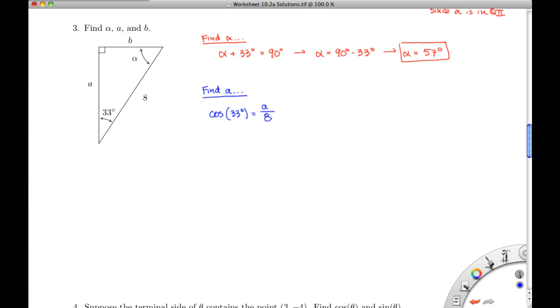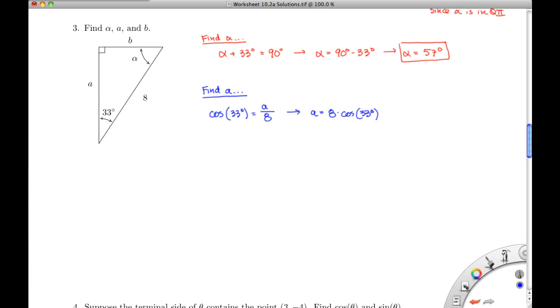So we establish this relationship between known values and the unknown value that we're looking for. Again, we could have used 57 that we just found in the sine function, but this is just the way that I picked it, so that's what we'll do. So now we're going to solve this for A. So if we solve for A, we multiply 8 on both sides, and we get A is equal to 8 times the cosine of 33 degrees.